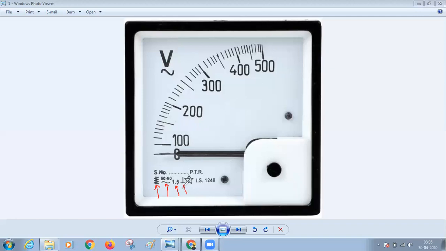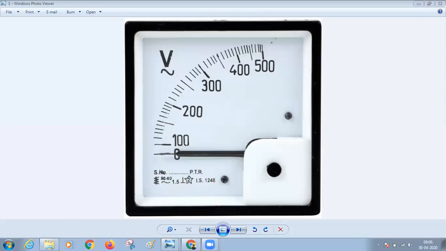Now this symbol represents whether this meter has to be placed horizontally, vertically, or inclined. Okay, when you have such a symbol like this, which is a perpendicular symbol, then you have to place that meter perpendicularly. That means vertically you have to place that meter. Now a star is given here, inside which the number 2 is given, which means this meter is tested and the tested voltage is 2 kilovolts. Okay, right.